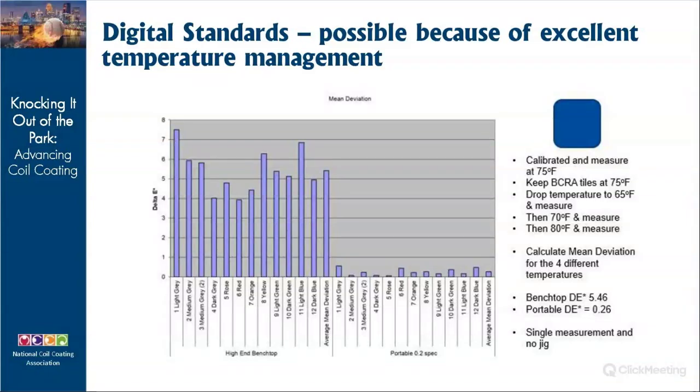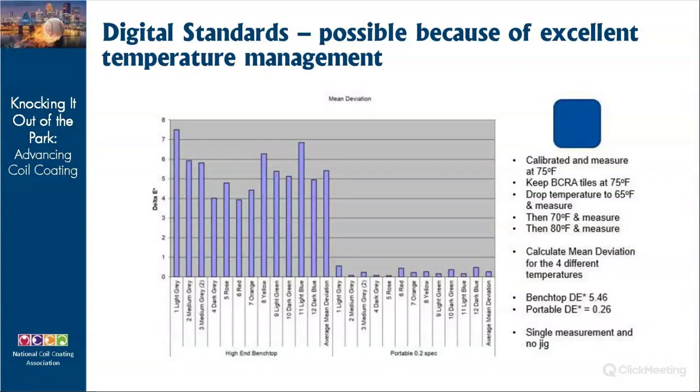We maintained the temperature. This was a third party that did this test. The 75-degree tiles were maintained, and then dropped the temperature and let the instruments come down to 65 degrees ambient temperature, so overnight, and then re-measure the 75-degree tiles, and then again next day back to 70 degrees, and then to 80 degrees.